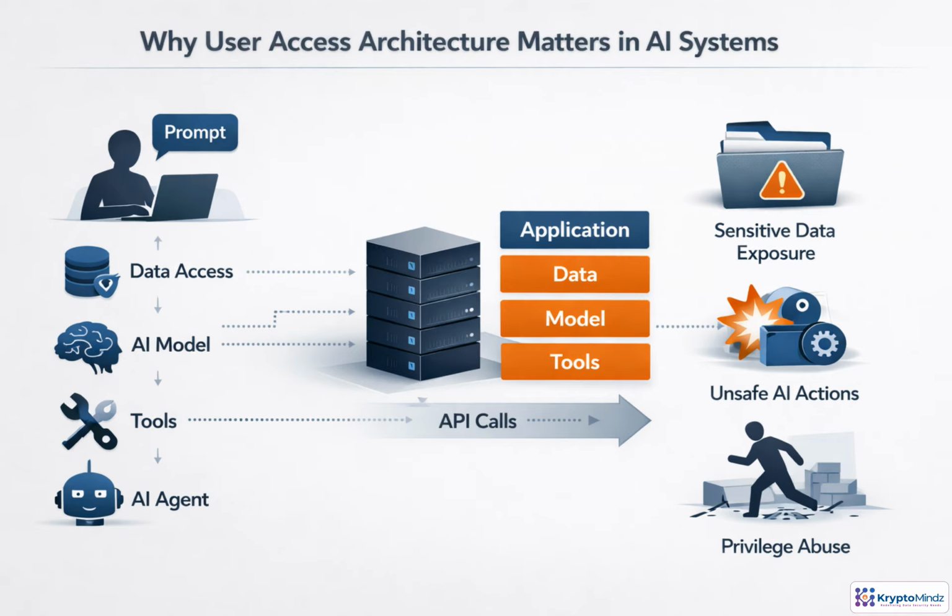In AI systems, access is not just about opening an application. A single prompt can reach data stores, models, tools, agents, and external APIs. One permission mistake can multiply quickly. A user might retrieve restricted data, trigger a tool they could not use directly, or create actions with weak audit trails. Strong architecture connects identity, policy, data, model, and tool controls, so every indirect path is governed.